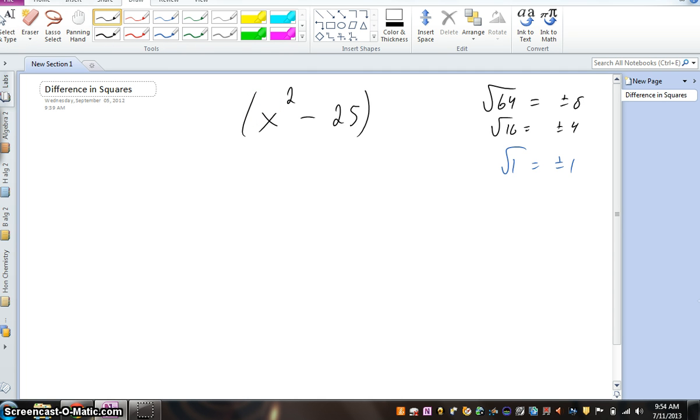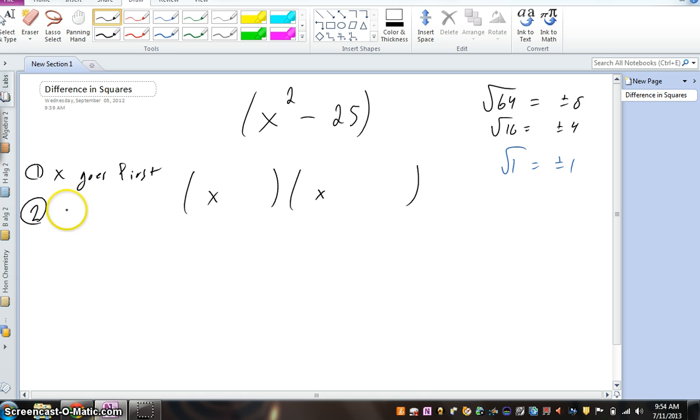This is really easy. You simply set up your 2 parentheses, and your x always goes first. That's just kind of a rule. Step 1, x goes first. Now, we're just going to fill in the blanks here. Step 2, 1 parenthesis gets a plus, and 1 parenthesis gets a minus. In other words, it's going to be x plus something or x minus something. It doesn't matter which one gets the plus and which one gets the minus, just as long as one's plus and one's minus.